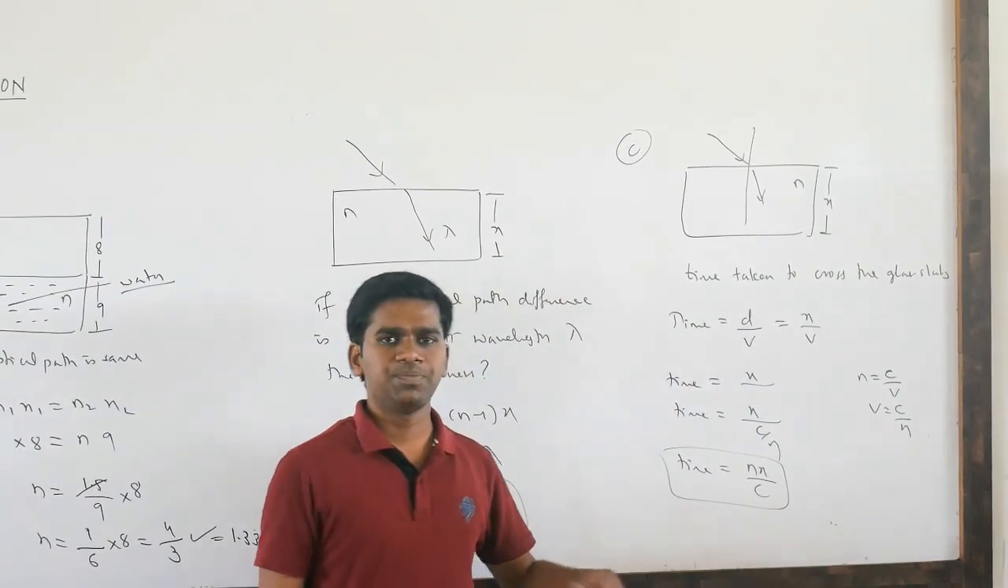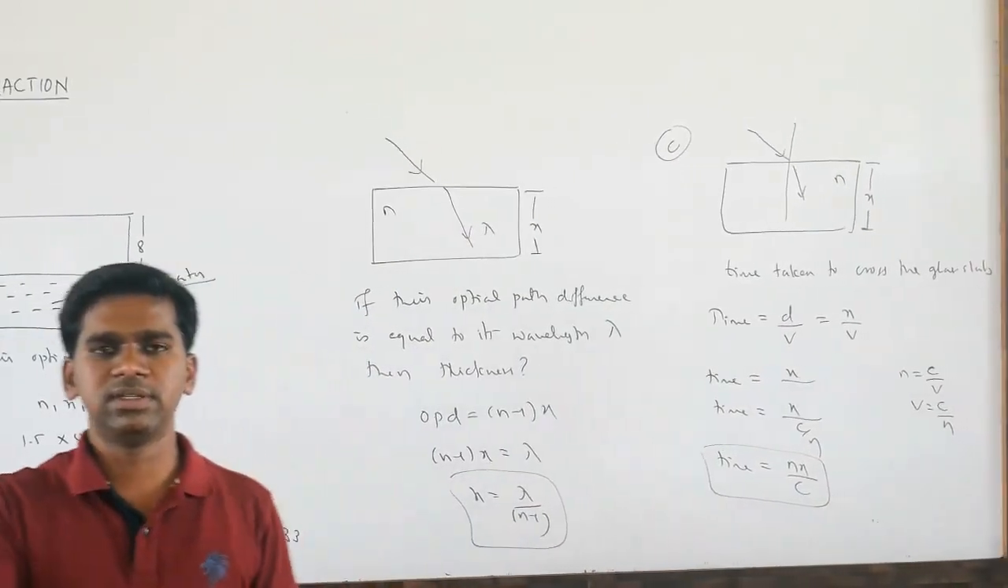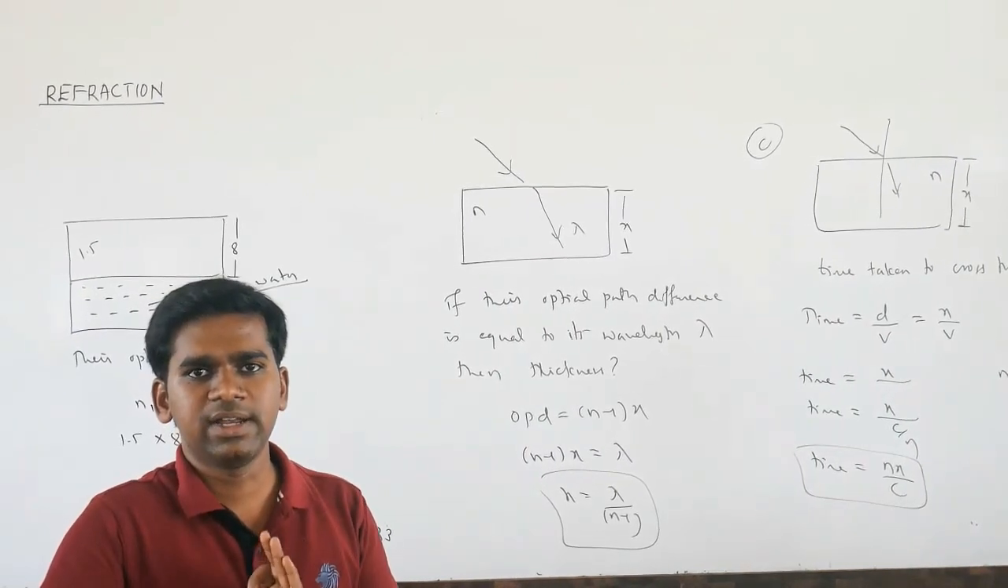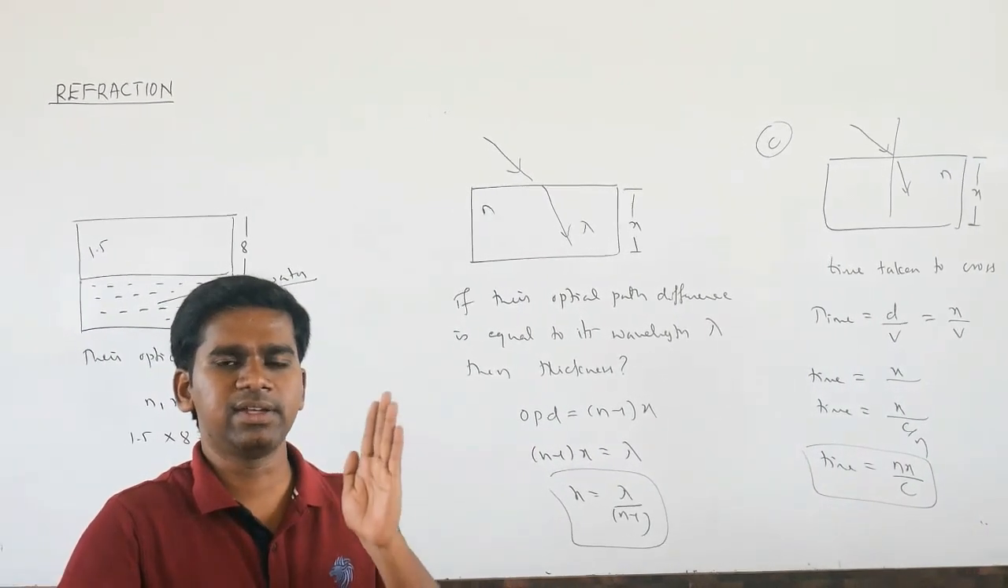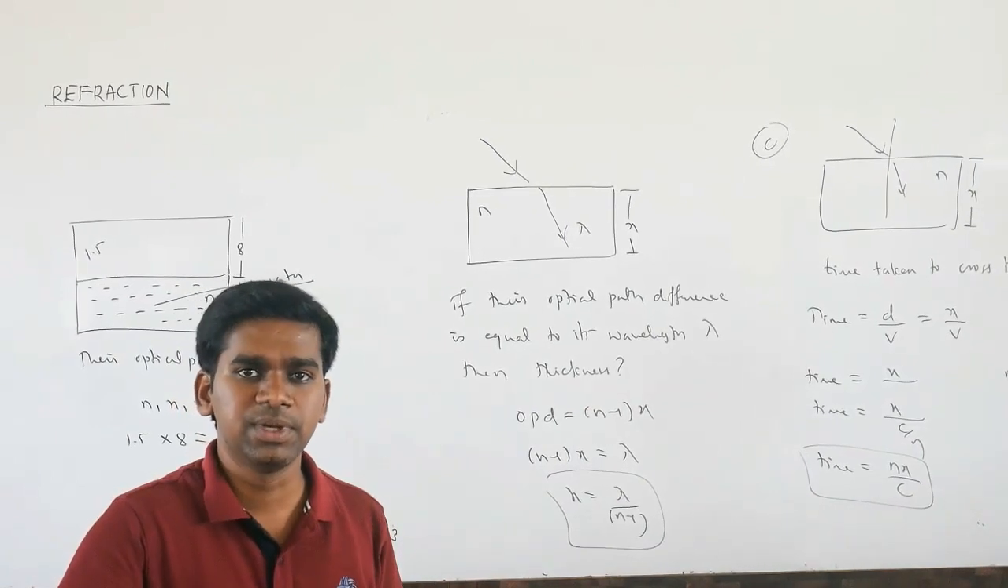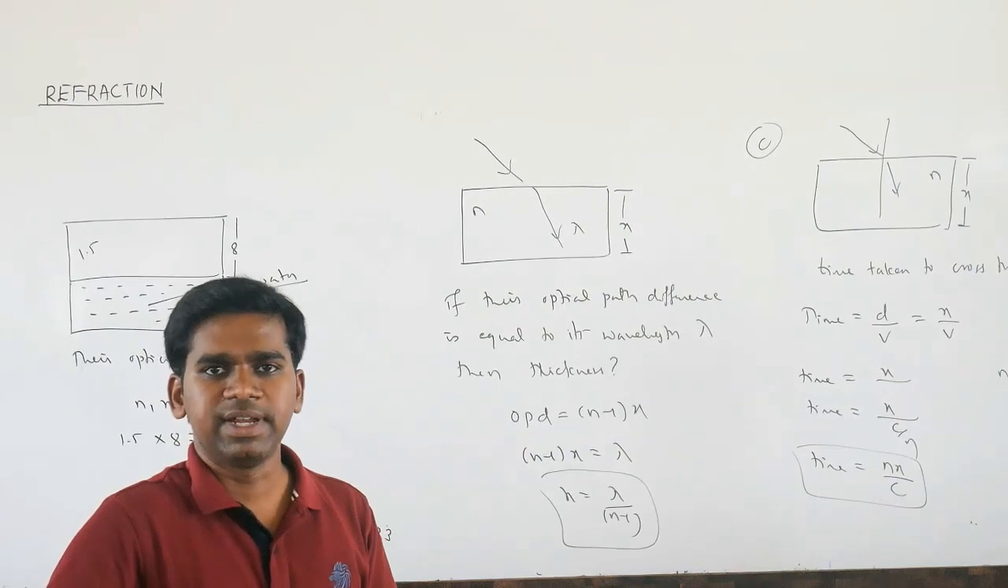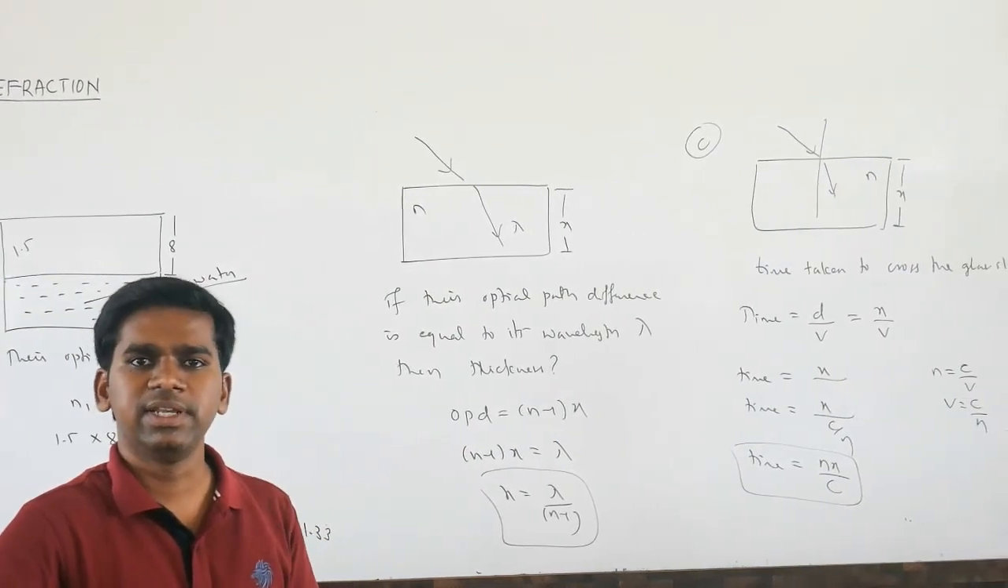Whatever we have discussed so far is just based on refractive indices. We have still not started the phenomenon of refraction, when light travels from denser to rarer or rarer to denser, and the most important laws of refraction. All those things we will study in the next class.